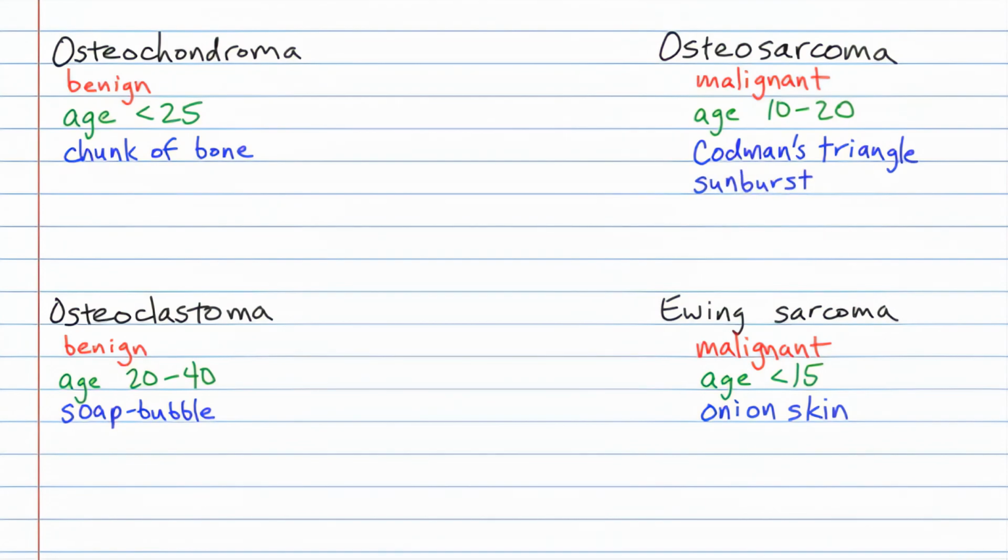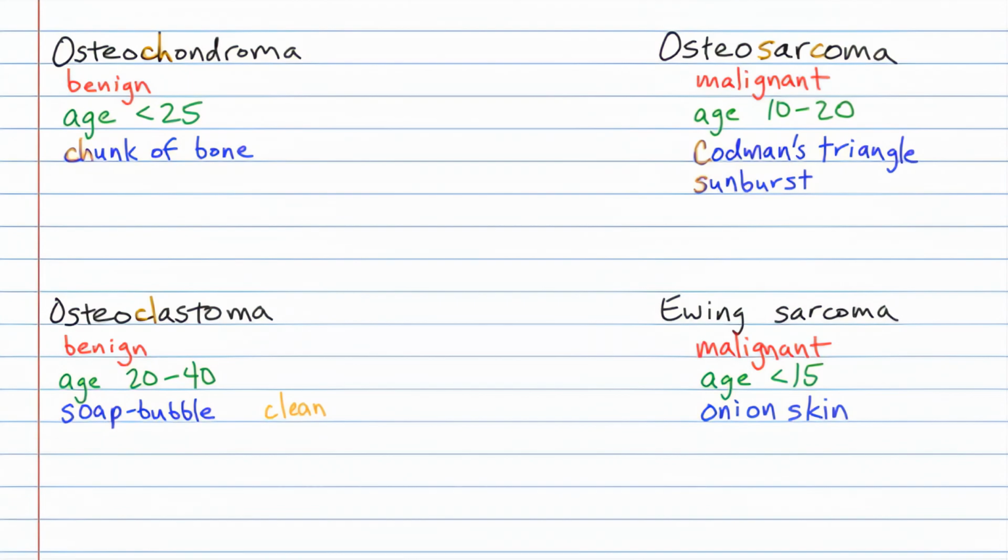Then one other thing to help you remember these X-ray findings. A student sent in this great mnemonic. The S and C in osteosarcoma reminds you of sunburst and Codman's triangle. Then the CH in osteochondroma reminds you that this one is a chunk of bone that's stuck on to the surface of the affected bone. And then the CL in osteoclastoma, CL is for clean, like soap makes things clean. So the soap bubble appearance is seen in osteoclastoma.